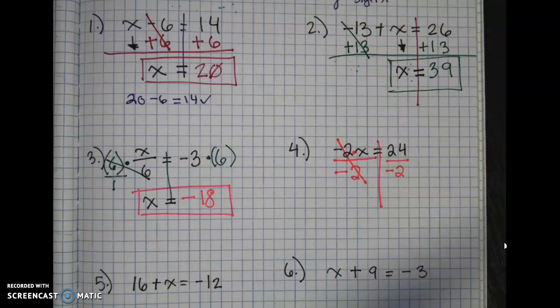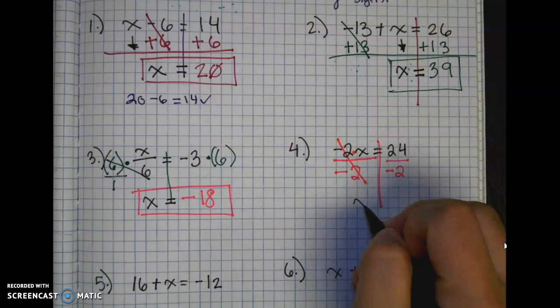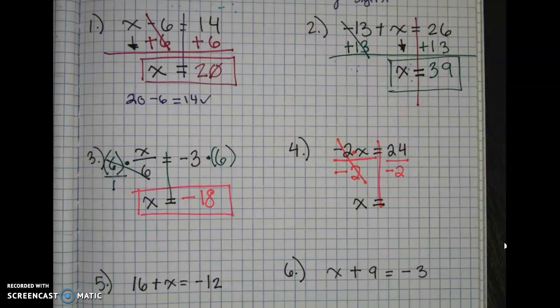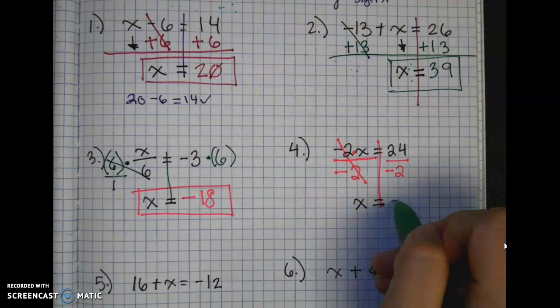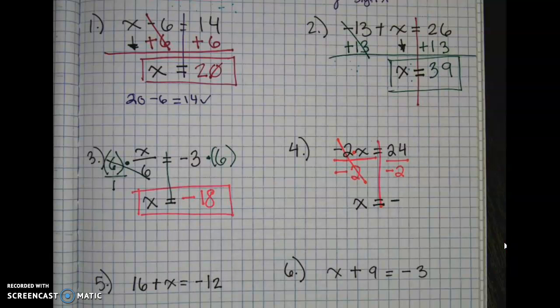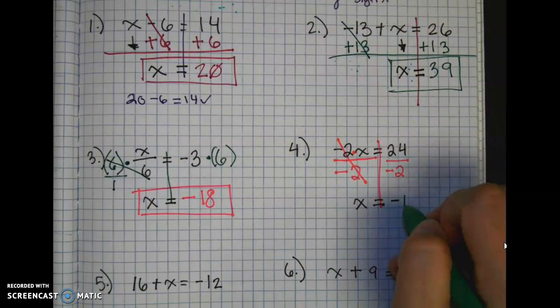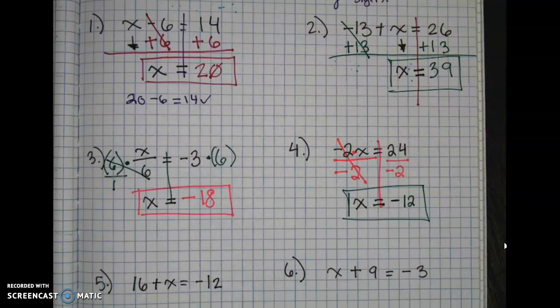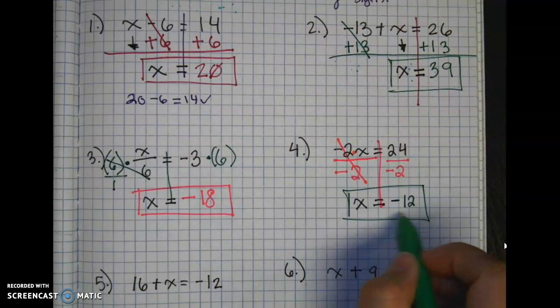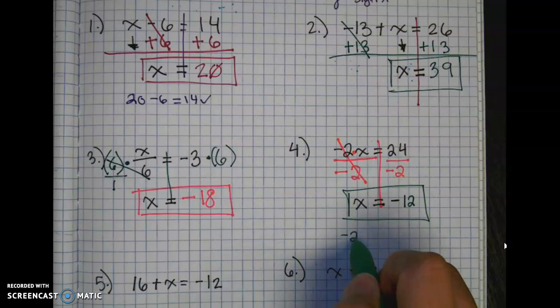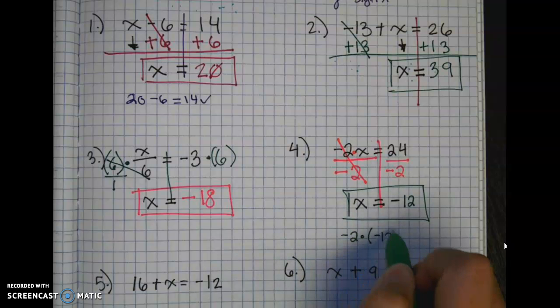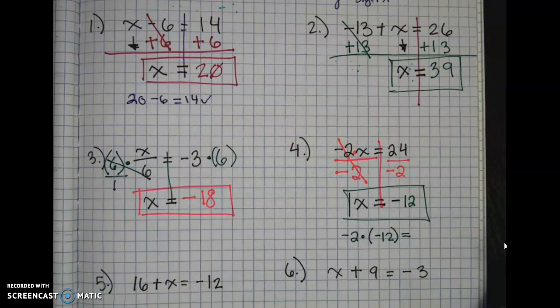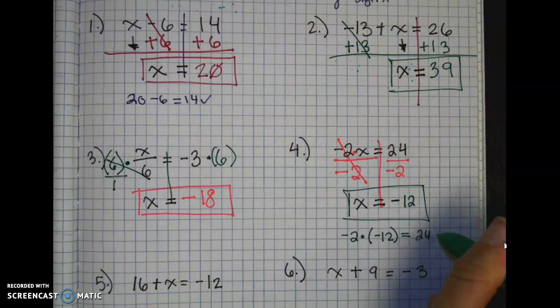These cancel out. What I'm left with is x on this side. And I have a positive divided by a negative. Since they're opposite signs, I know my answer is going to be negative. 24 divided by 2 is what? 12. I can double check my answer by plugging negative 12 in for x. So I have negative 2 times negative 12. Negative times a negative is a positive, so that does give me positive 24. So it checks out.